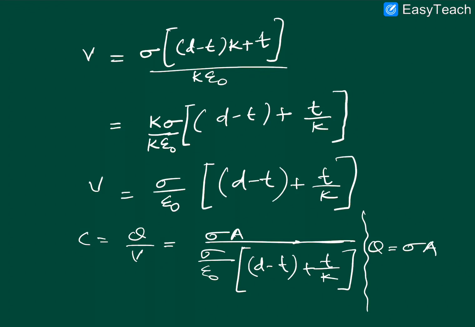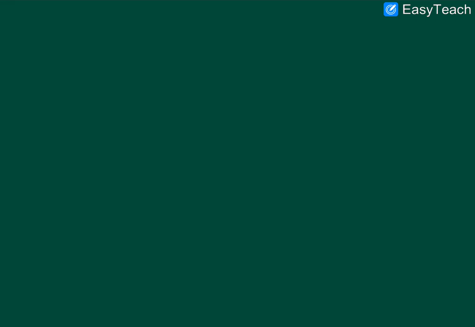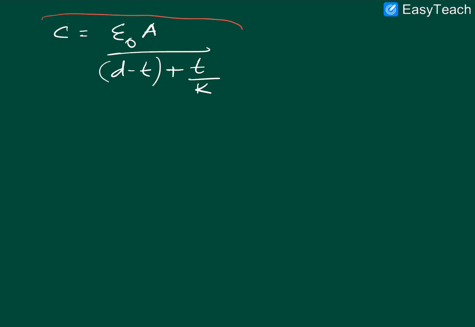So you got the capacitance C, new capacitance. When you place a dielectric slab, you got the new capacitance. Now you can cancel sigma and you can finalize the expression. If you cancel sigma from both the terms, what you will get? Epsilon 0 will move to numerator. Then what you will get? C is equal to epsilon 0 A divided by d minus t plus t by k, isn't it? So this will be the capacitance.